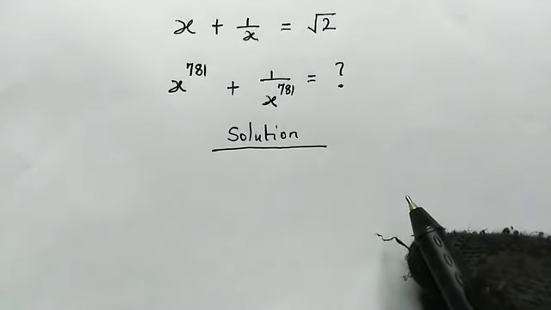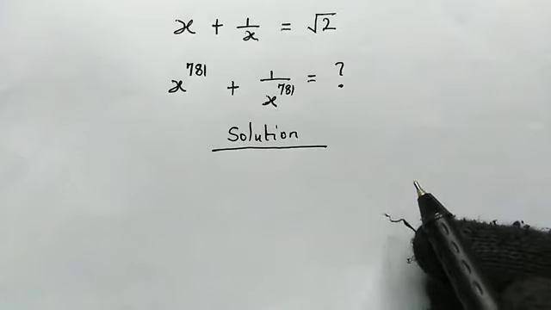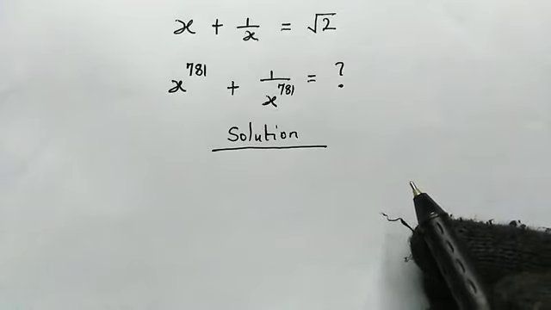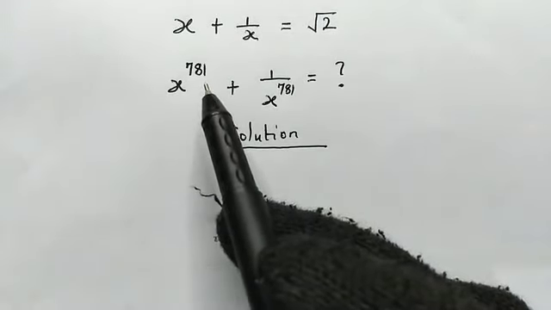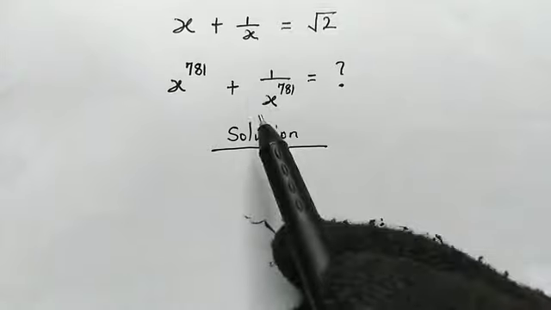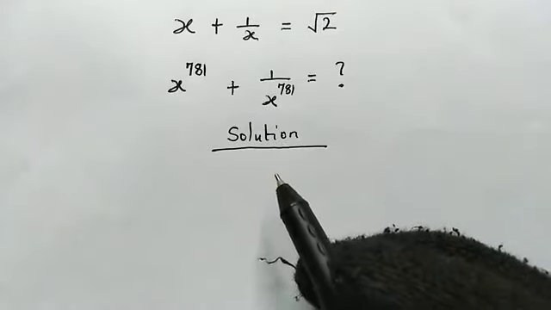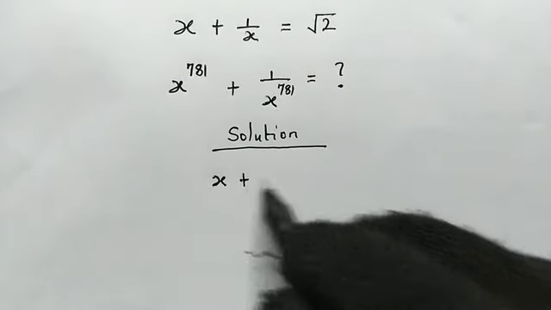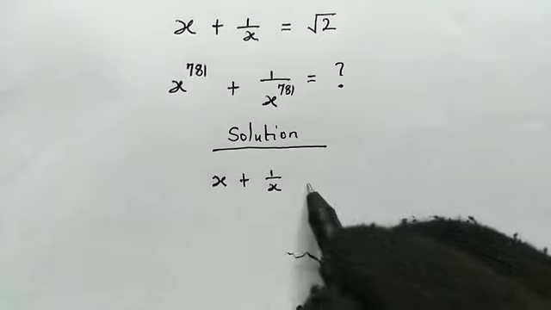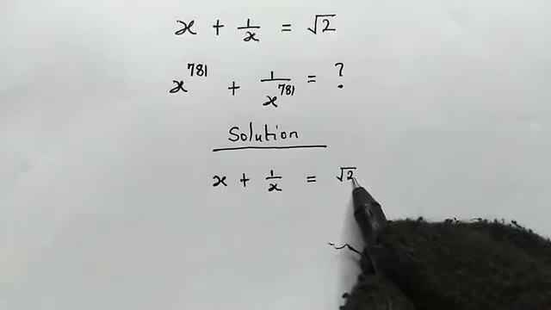Today we have this Olympiad math problem. We have x plus 1 over x equals root 2. Here we're going to evaluate x to the power of 781 plus 1 over x to the power of 781. From the given equation, we have x plus 1 over x equals root 2, right?